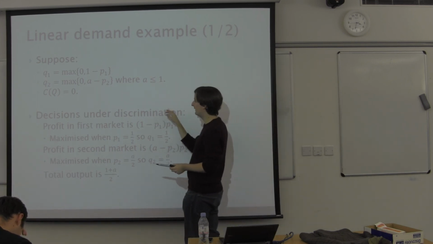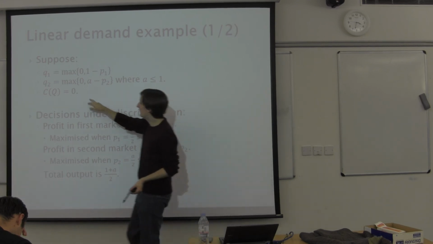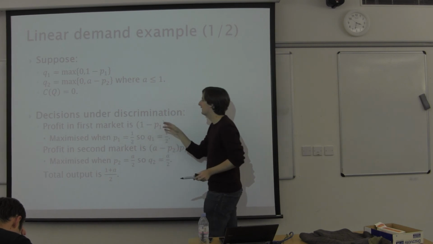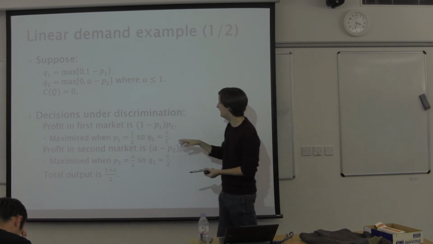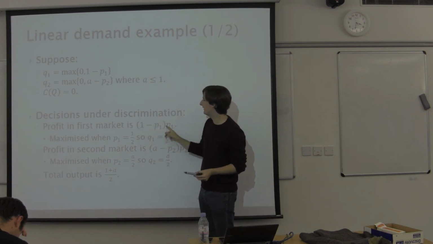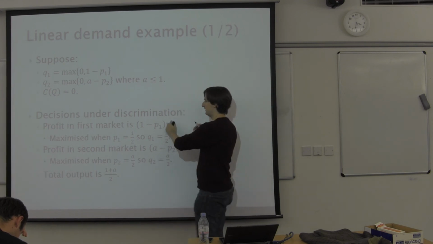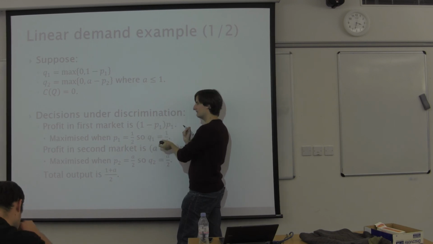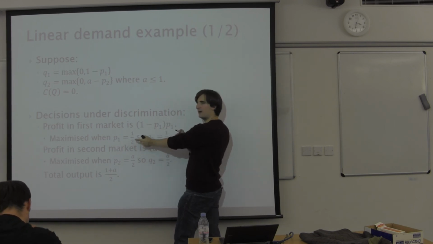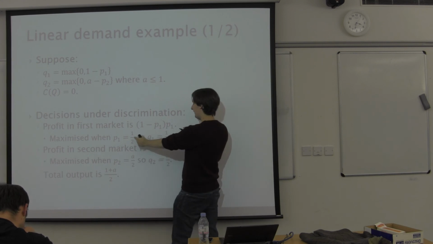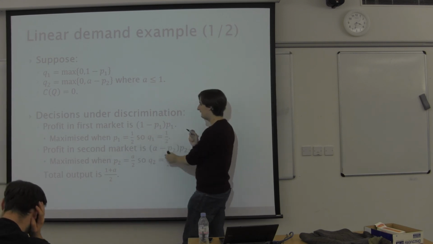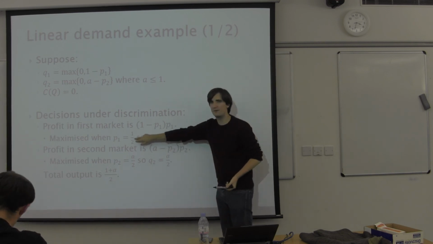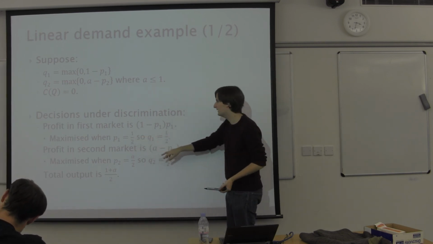What does profit look like? Well, we're assuming zero marginal cost, no fixed cost. Okay, so profit from selling in the first market is price times quantity. Okay, this is a quadratic, right? It has a 0 at 1, it has a 0 at 0. So this must be maximized at P1 equals a half. Okay, and if P1 is a half, then Q1 is a half as well. So you want to charge a price of a half in the first market for high demand people.